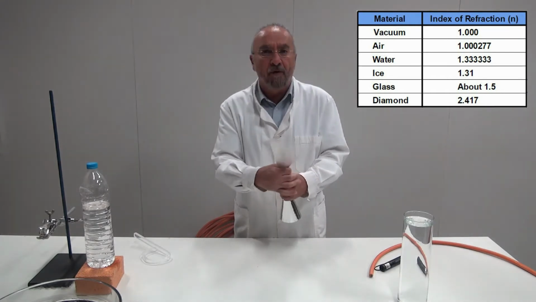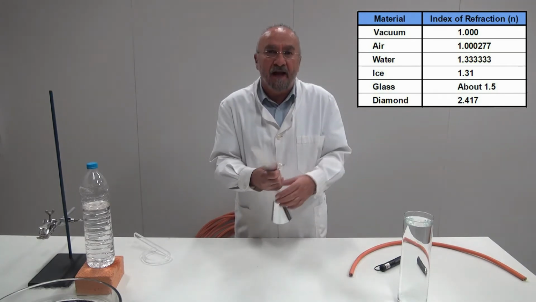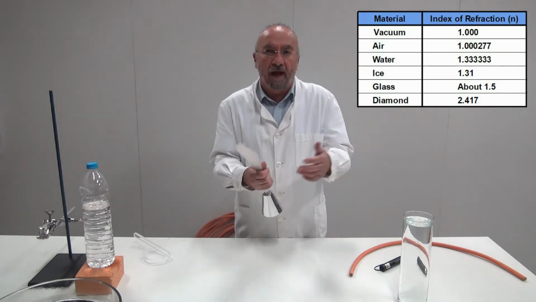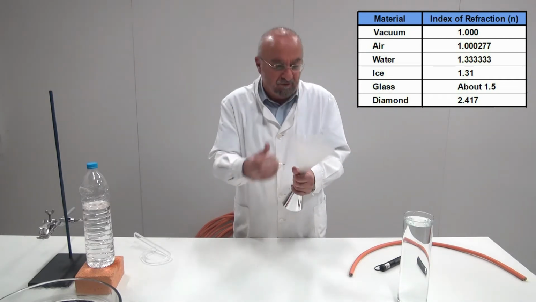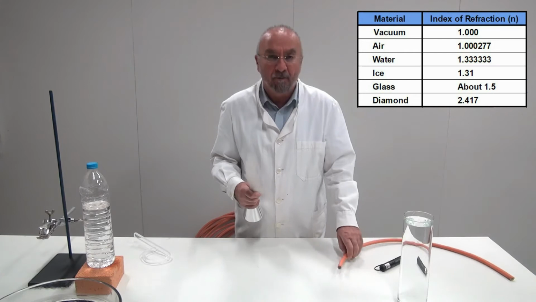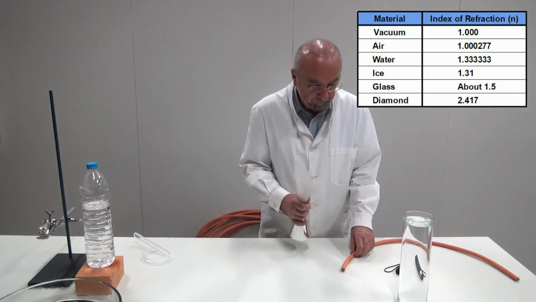Glass can be 1.6, 1.7, the glass fibers, and the ultimate one is diamond, and the refractive index of diamond is nearly 2.3, I think, 2.4. Of course, it's very difficult to make any fibers out of diamond, but we do have fibers out of ceramics with a very high refractive index.